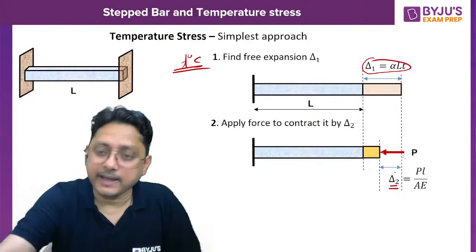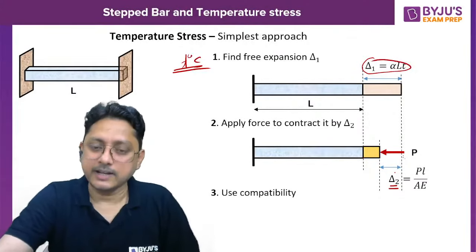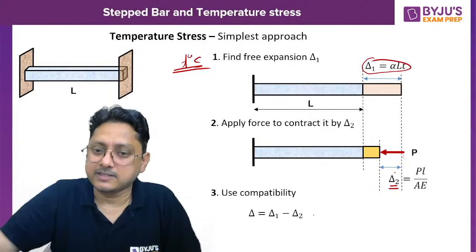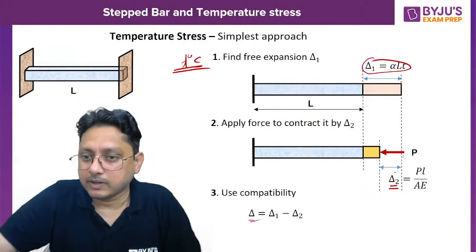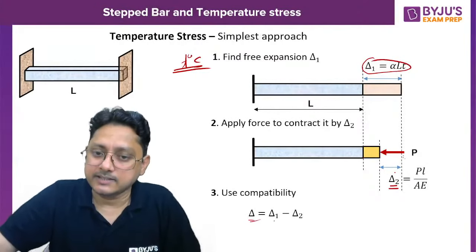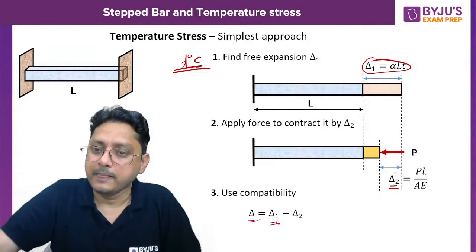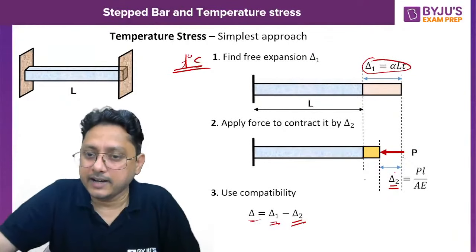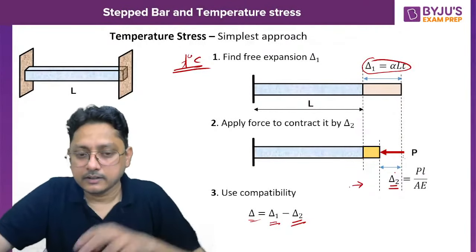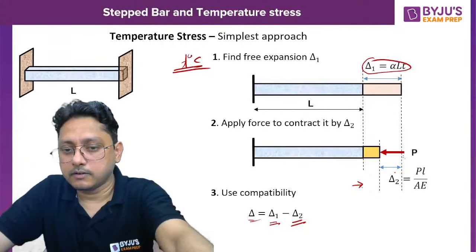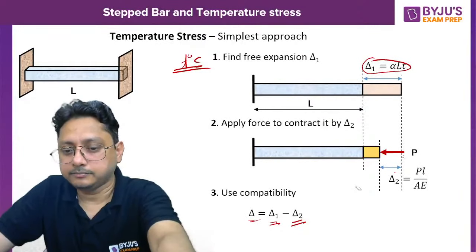Now apply the compatibility condition. What is that compatibility condition? It says that the deformation delta 1 minus delta 2 must be equal to the remaining one. This is delta 1. Suppose that it was the expansion, I will consider it as plus. Delta 2 was a contraction, so I have considered it as minus. And which one is the final delta? This will be your final delta.